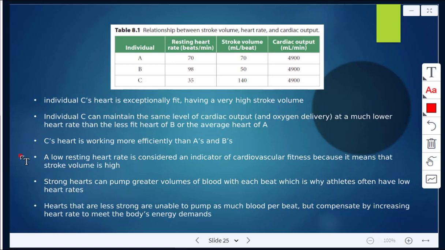So individual C's heart is working more efficiently than person A or person B. A low resting heart rate is considered an indicator of cardiovascular fitness because it means that their stroke volume is high. Strong hearts can pump greater volumes of blood with each beat, and that's why athletes often have low heart rates. Hearts that are less strong are unable to pump as much blood per beat, but they compensate by increasing the heart rate to meet the body's energy demands.